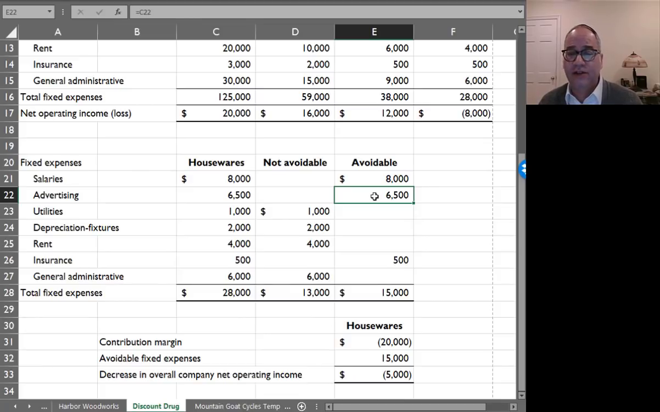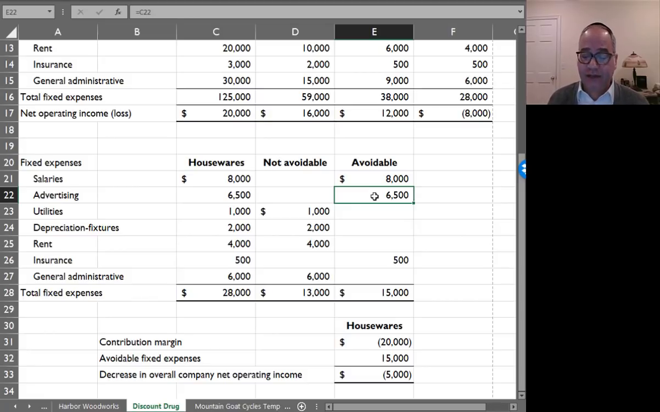Utilities is not avoidable because I'm in a certain location and I pay certain utilities. Even if I stop selling housewares, I'm still going to need the same amount of heat and electricity in order to run my store. So utilities is going to stay the same. Same thing with depreciation on fixtures. Those are what we call a sunk cost. I paid for them and now I have them and they're going to continue to depreciate. I'm not going to throw them away. I'm going to use them for other things. Same thing for rent. I pay a certain amount of rent, and even if I stop selling housewares, I'm going to have to pay that rent.